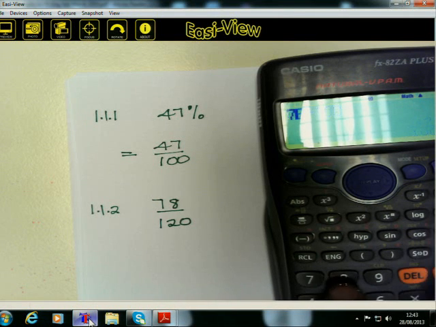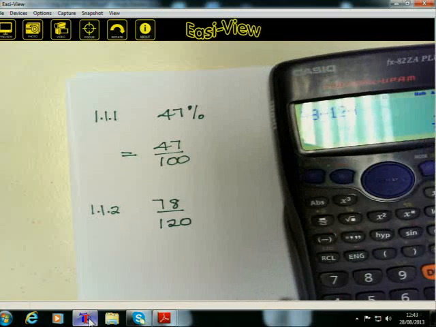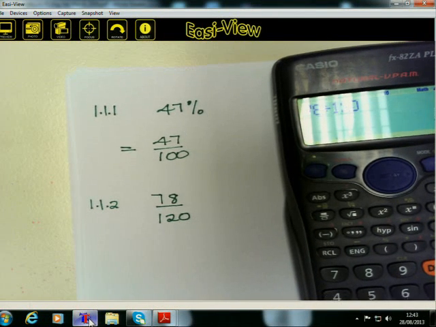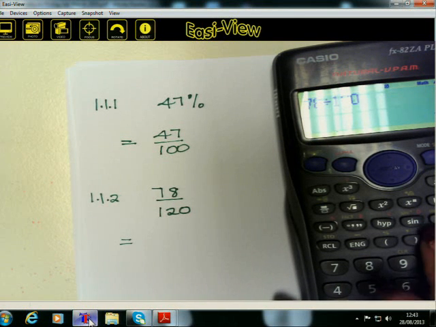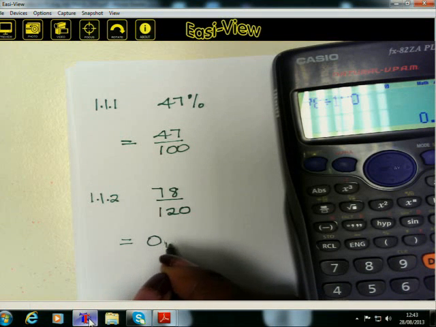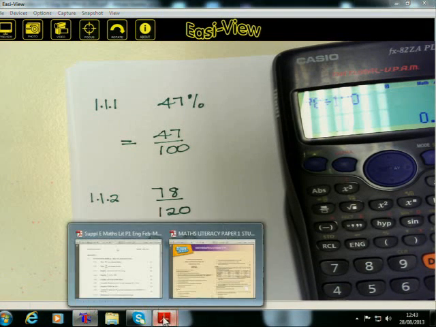Now let's go through it. We have 78 over 120, and it gives us 13 over 20. But what are we looking for here? A decimal fraction. Now, how do we get to a decimal fraction? If you are using a Casio, you just press your SD button and it will give us 0.65. So that is what you are supposed to get in the second question there, 1.1.2.